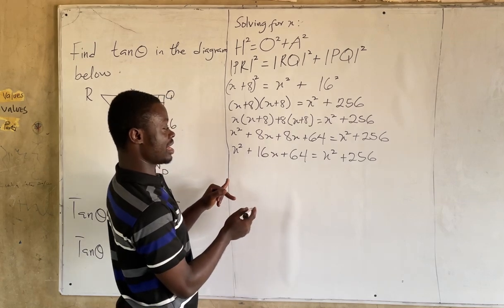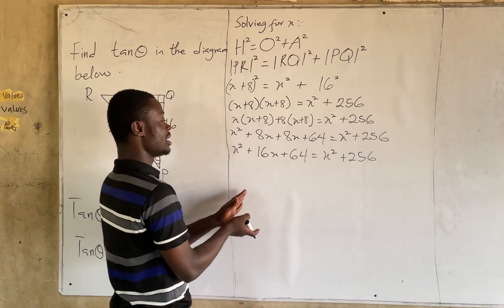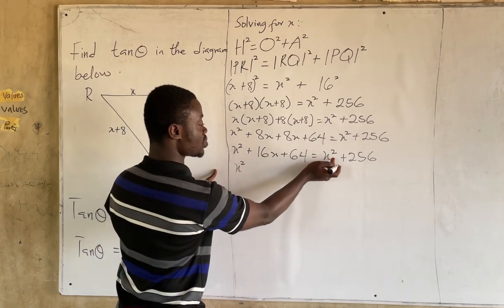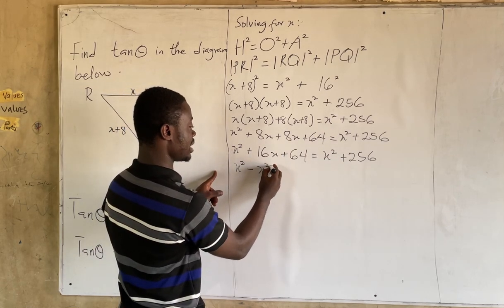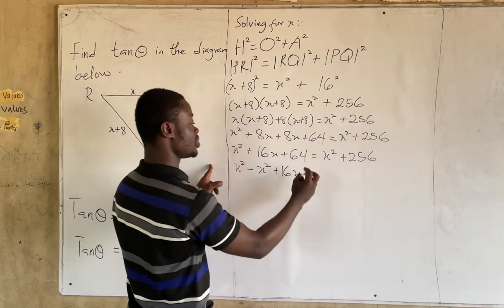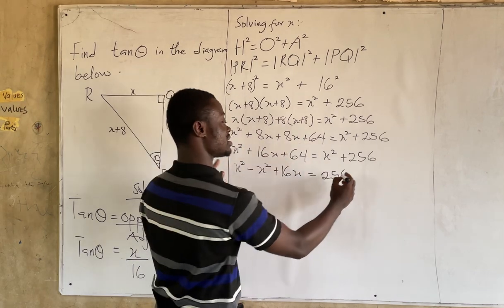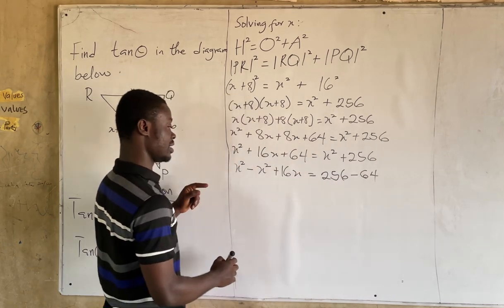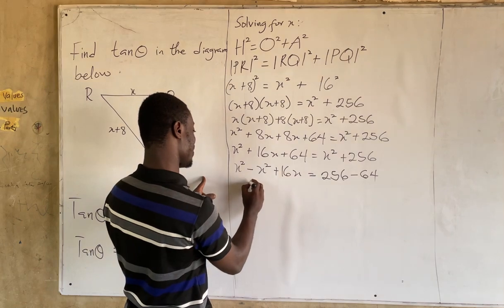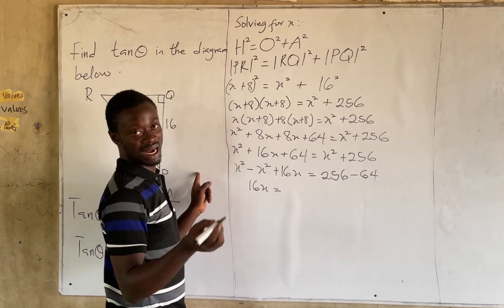Let's continue simplifying it. Let's group like terms. Let's bring those that contain the x variables this side, and the ones without the x variables this side. So we have x squared here, and this one crosses the sign to give us minus x squared, then plus 16x here. On the other side, we have 256, and this one crosses the sign to give us minus 64. So x squared minus x squared is like 1 minus 1, which is 0. So we have 16x equal to 256 minus 64, which gives us 192.